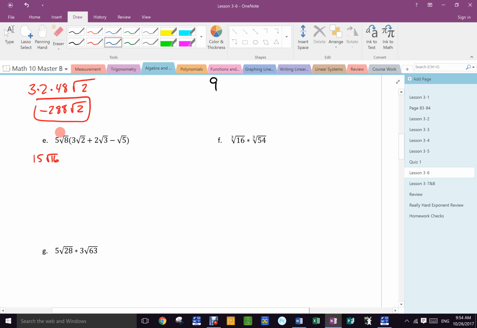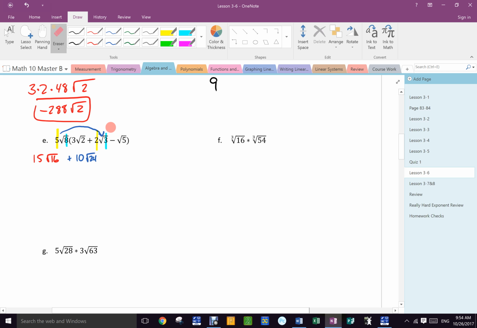Now I'm going to use a blue arrow. Now I go here. What do I do with the coefficients? Multiply. So what's 5 times 2? 10. What do I do with the radicands? Multiply. So what do I get? Root 24. Is everybody still cool?